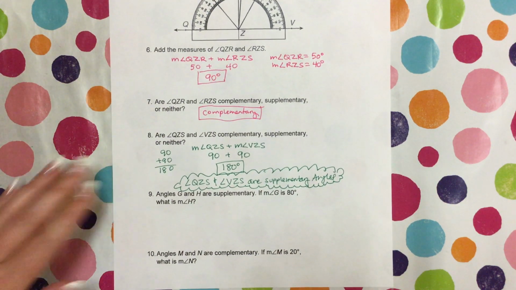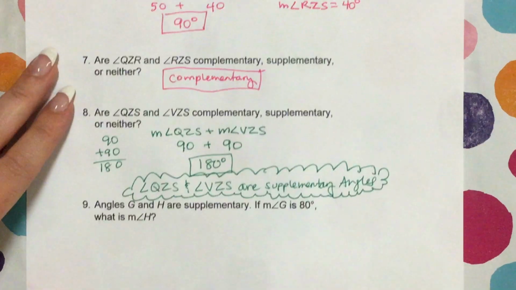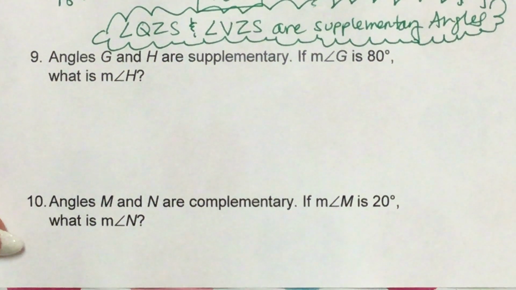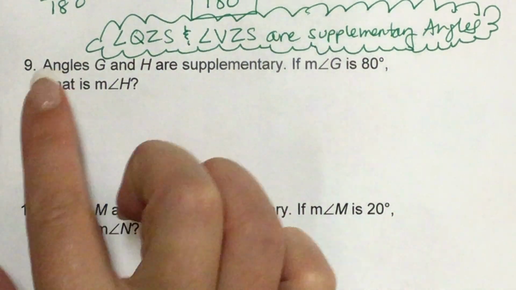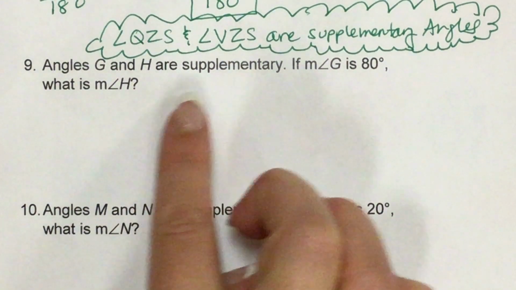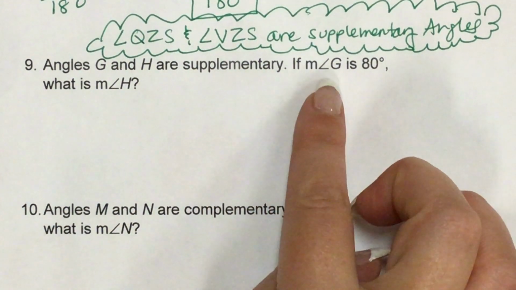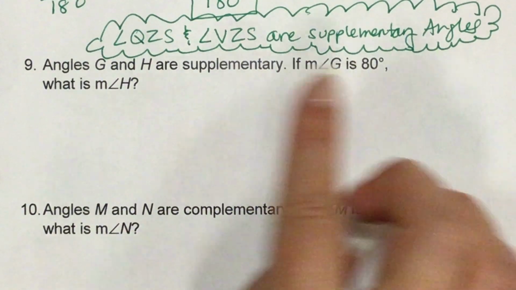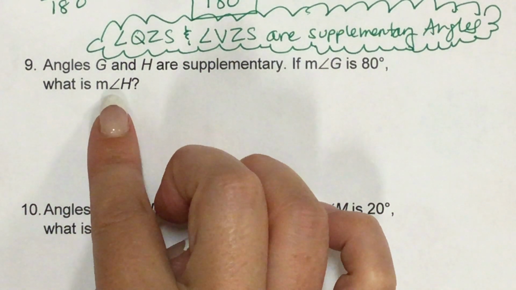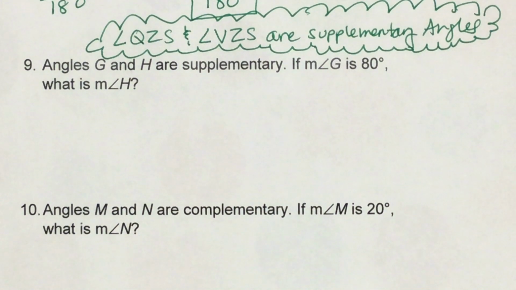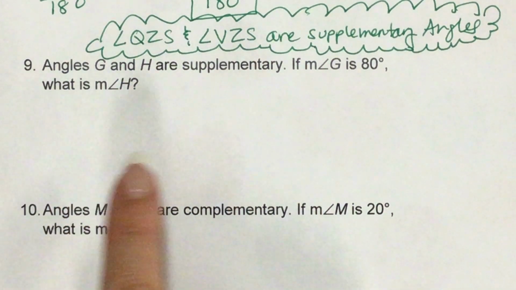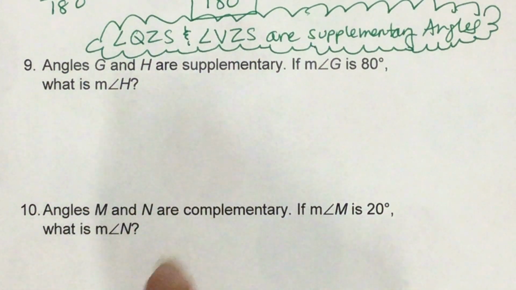Problem 9 states that angles G and H are supplementary. If the measure of angle G is 80 degrees, what is the measure of angle H? Okay, so I want you to go ahead. This has an equation, all right? So it's really important that you write that equation. One of those sentences has an equation. So write that equation, define your variables, plug it in, and solve.